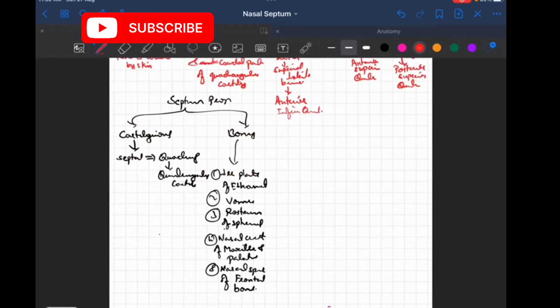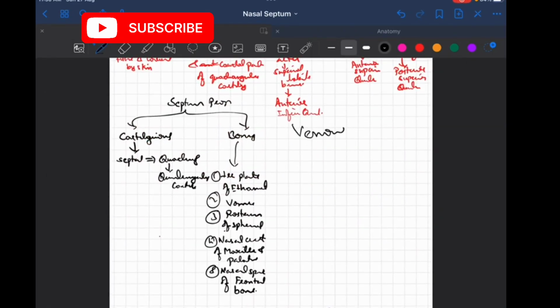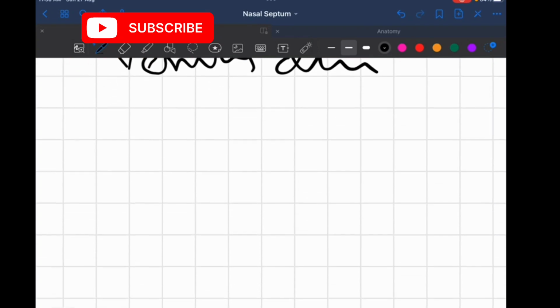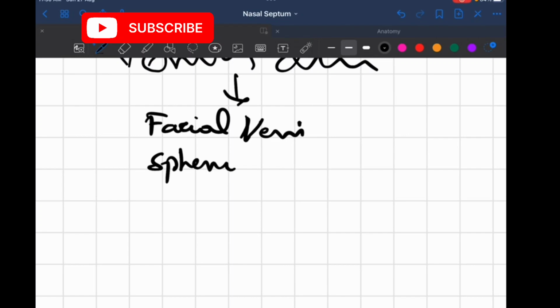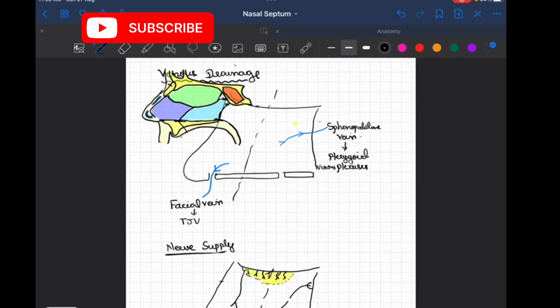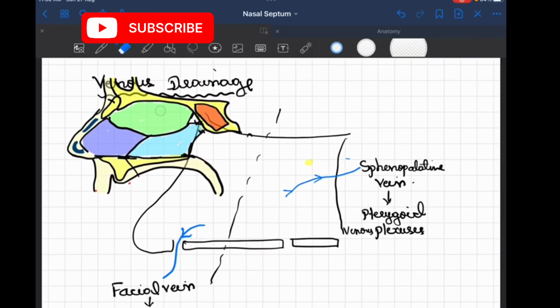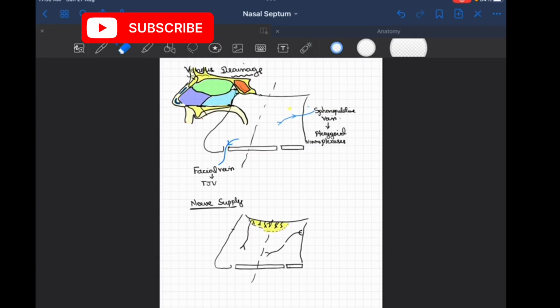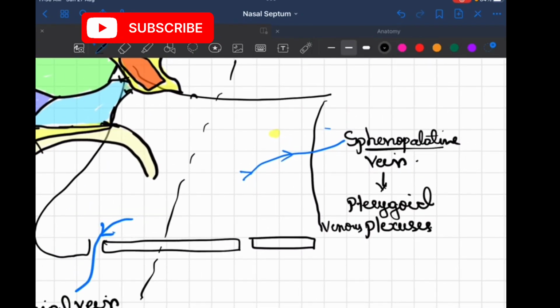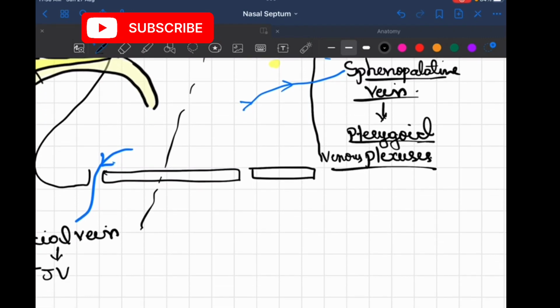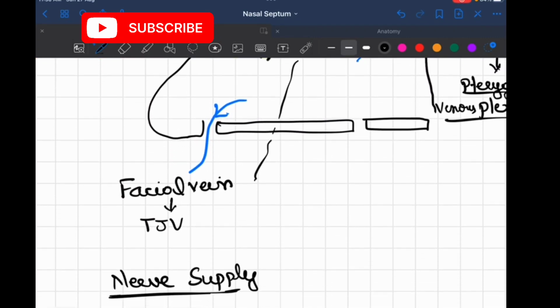Now let us discuss the venous drainage. Venous drainage is mainly by the facial vein and sphenopalatine vein. The sphenopalatine vein drains to the pterygoid venous plexus, which is a branch, and the facial.